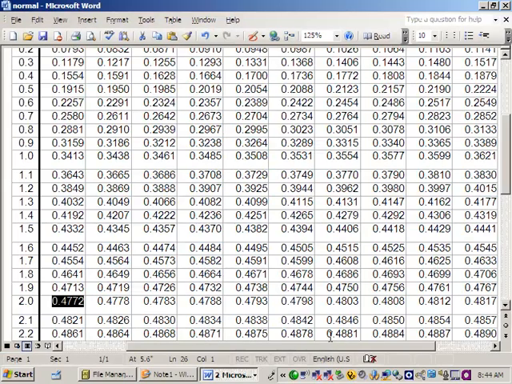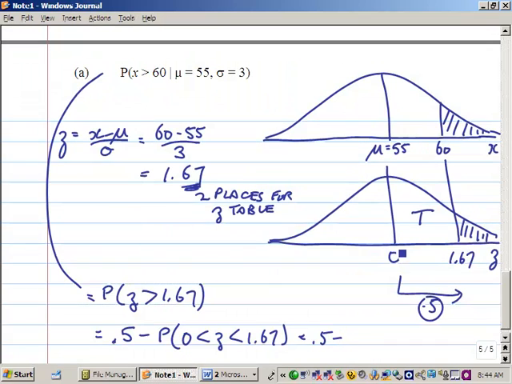Alright, so let's go to our table. 1.67: 1.60, then 1, 2, 3, 4, 5, 6, 7. That's 0.4525. And that looks like 0.0475. Let me make that clearer. Since it's on the edge there, 0.0475.